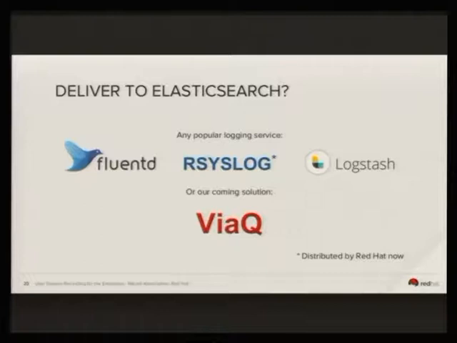So to deliver to Elasticsearch at this moment, Red Hat ships rsyslog, and you can install, of course, Fluentd or Logstash and deliver with them, or if you use OpenShift, for example, you can use it to set up delivery to Elasticsearch.